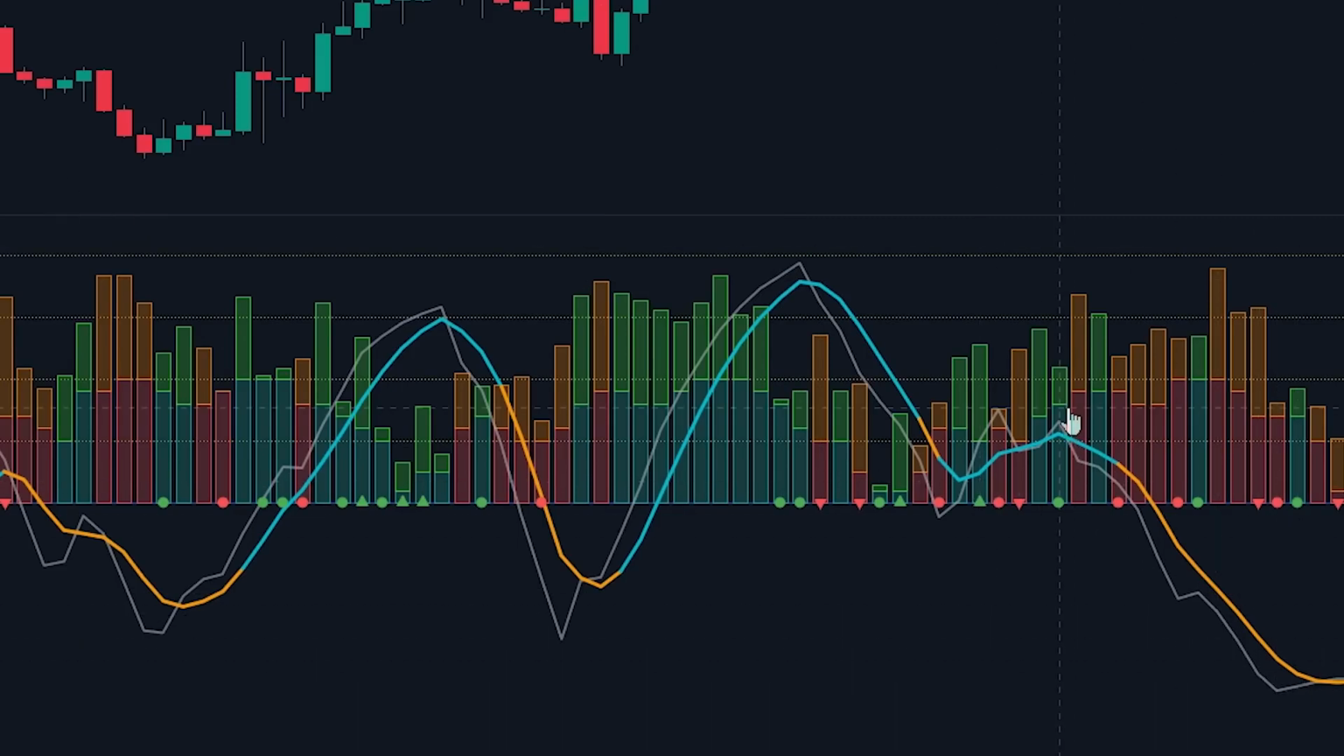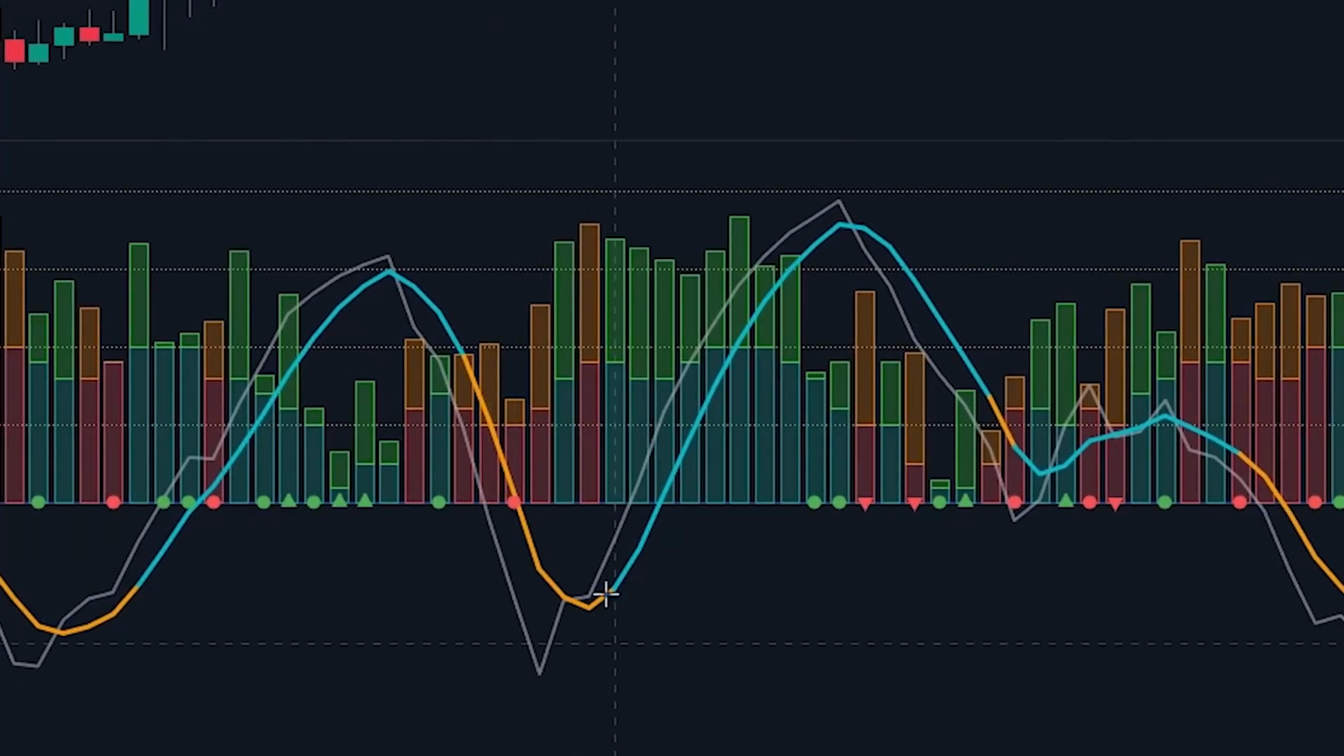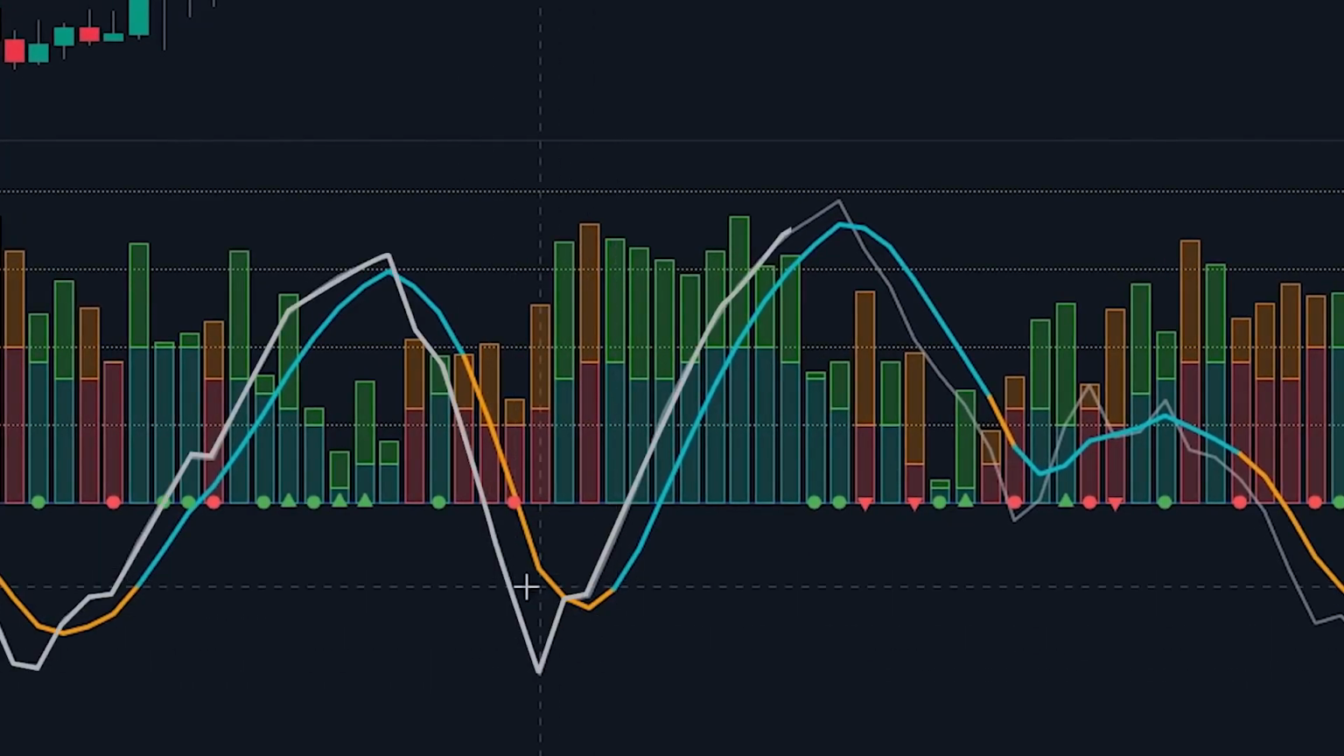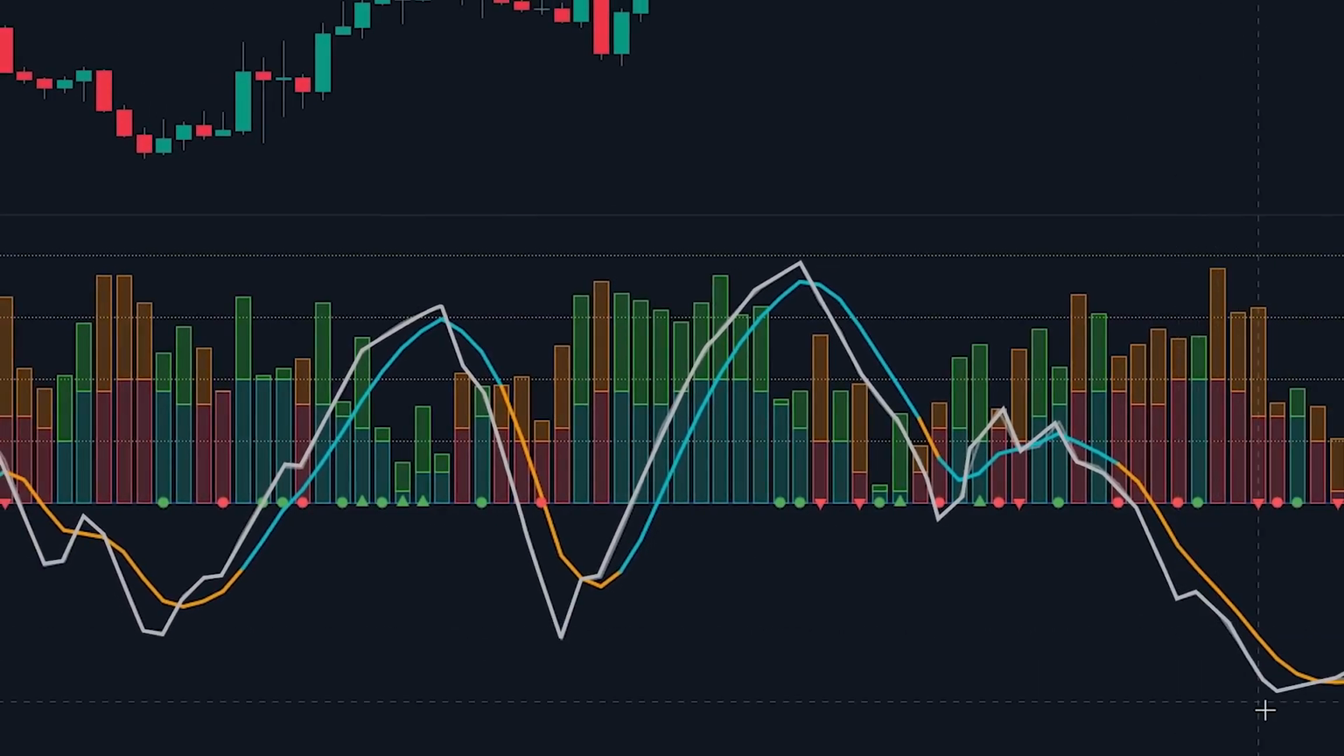The second component of the indicator is the smoothed RROF line. This is the gray line that closely follows the RROF line. Signals are given when the smoothed gray line crosses the RROF line.